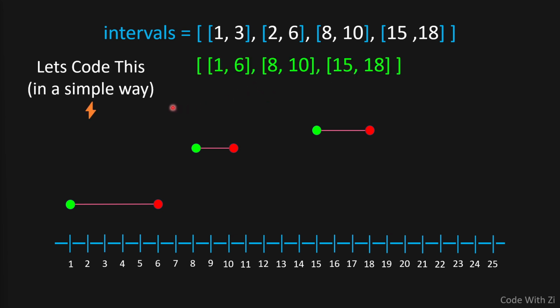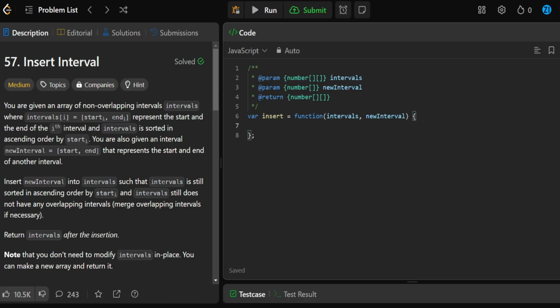Now let's code this in the simplest way possible. Alrighty, so first of all, let's define our result array that we're going to return at the end, like so. And if you remember, each interval had a starting point and an ending point. The starting point was always the first index inside of that interval, and the ending point was always the second index in that interval. So we're going to say const start.